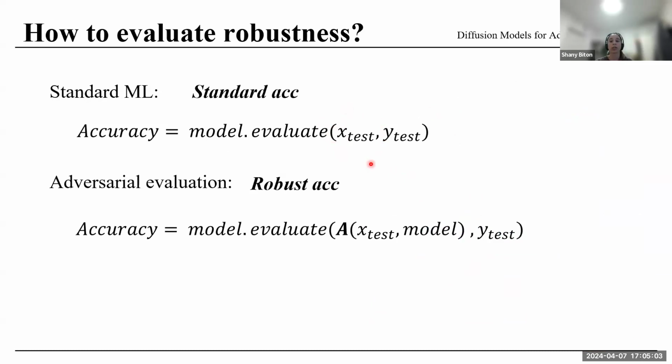In adversarial evaluation, we change the input of the model. We are going to attack the test data before we classify it with some attack function A that has access to the model parameters. So given the model and the test data, it will be able to generate adversarial examples that will be misclassified by the model. This is termed robust accuracy, as it is robust to different attacks. And standard accuracy is for the clean test set.